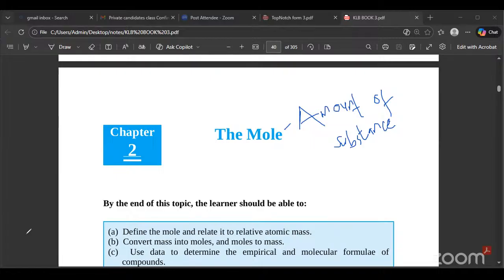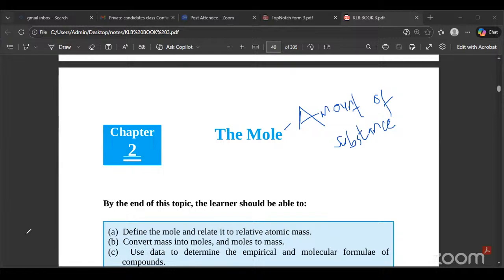Now, in the mole, there is only one thing that you're supposed to know: the definition of the mole. That is the only definition that we need in this topic. Number two is the formula of calculating the mole. That formula is the one that will cut across, from the beginning of the definition to the summary. It is the same formula.